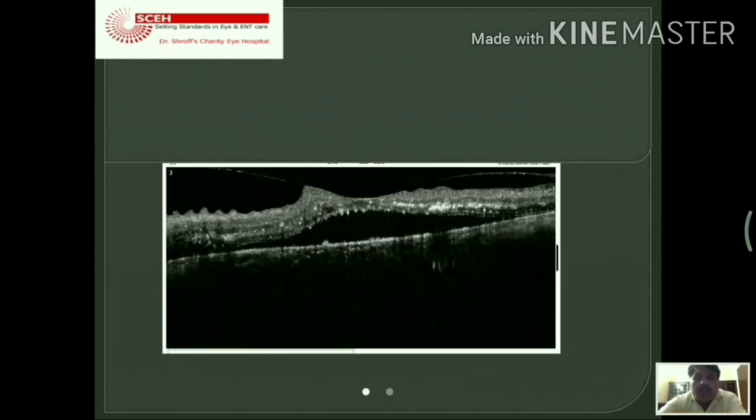Another presentation can be like this, where, as you can see, the vitreoretinal interface is getting pulled. So there is a vitreomacular traction at the fovea, which is pulling the retina up, causing this large neurosensory detachment at the fovea. What you can see towards the left on your screen are some ILM folds. These are the internal limiting membrane folds, which are very commonly seen in diabetic patients.